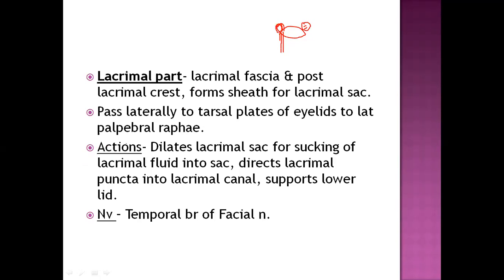Now it passes laterally, past the lateral part of the eyelids, and from there what happens? It will go towards the lids and go laterally towards the lateral orbital ligament. So that is the course of this orbital part of the orbicularis oculi. It will go towards the lateral orbital ligament or lateral orbital raphe.